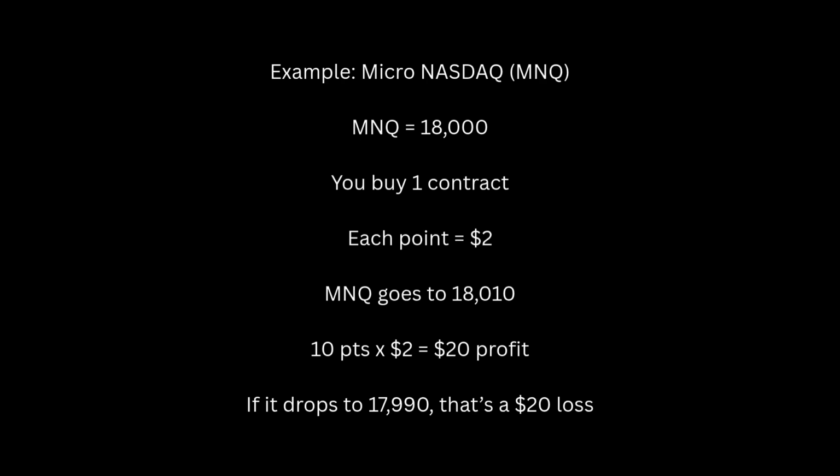Okay, so example, micro NASDAQ. It's 18,000. You buy one contract, one position, just one. Each point gives you $2. So if it goes from 18,000 to 18,010, you've made a $20 profit. If it drops to 17,990, that's a $20 loss.